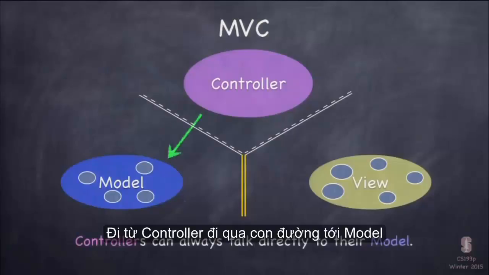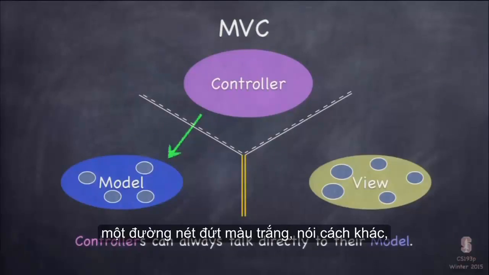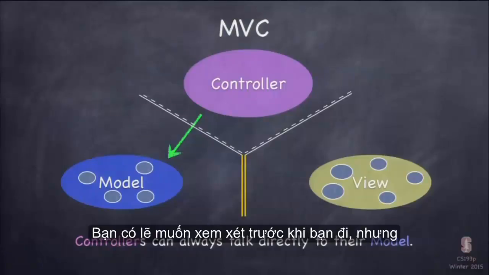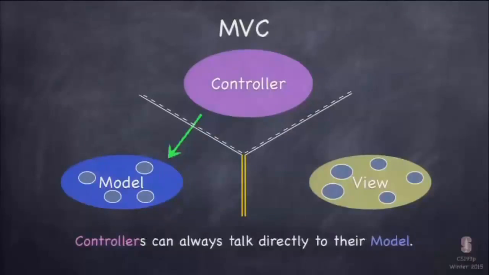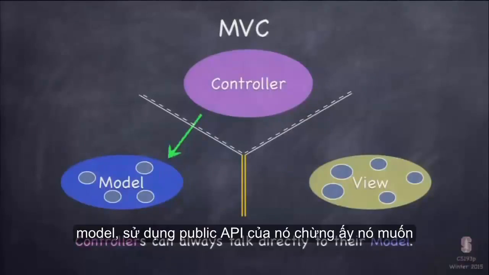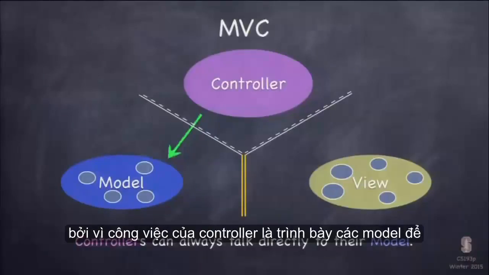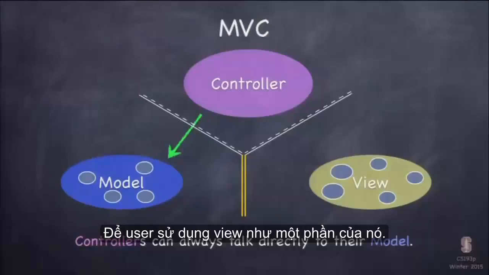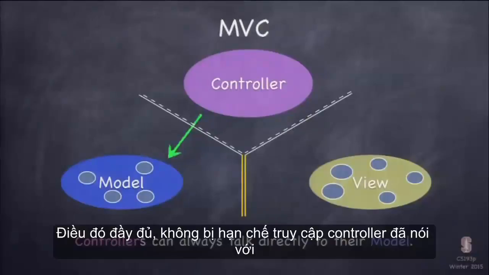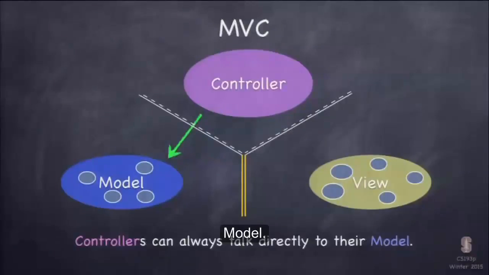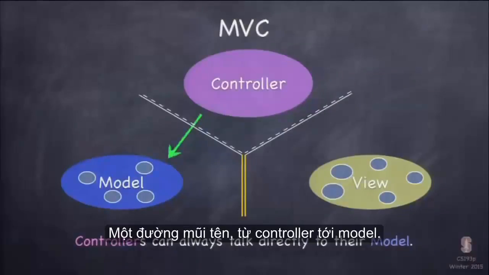Well, going from that side of the road over to the model side is a dashed white line. In other words, you can head right across there. Probably want to look before you go, but you can go right across. The controller has to know everything about the model, and it has to have complete ability to talk to the model, use its public API as much as it wants, because the controller's job is to present the model to the user using its view as its minions. So it has to have this access. So that's full unrestricted access the controller has talking to the model. This is a one-way arrow from the controller to the model.